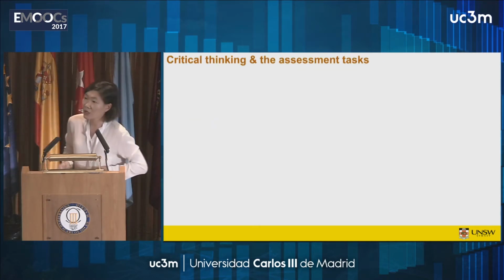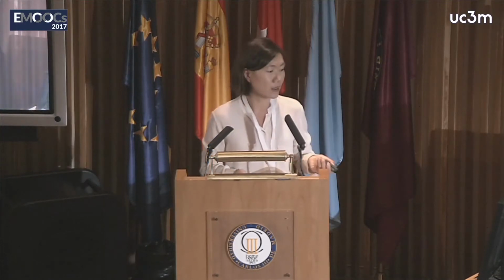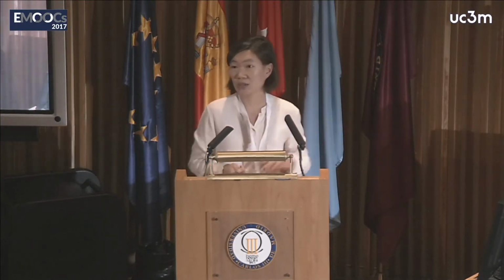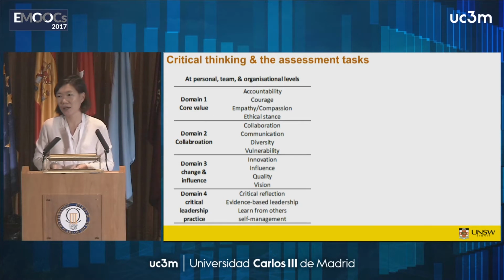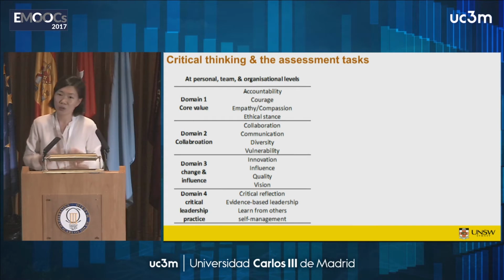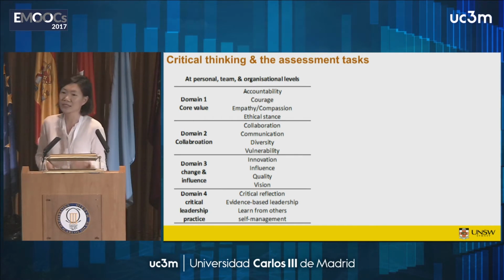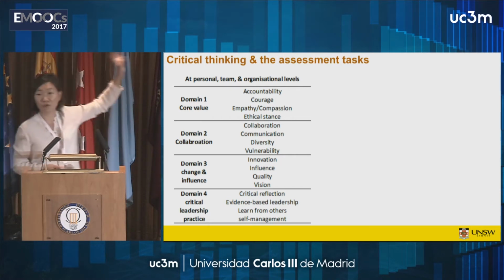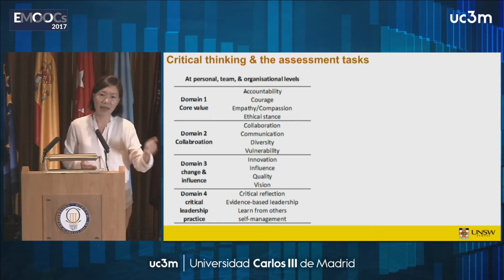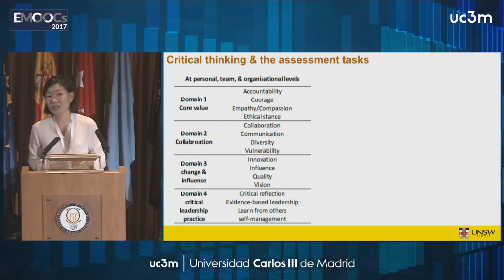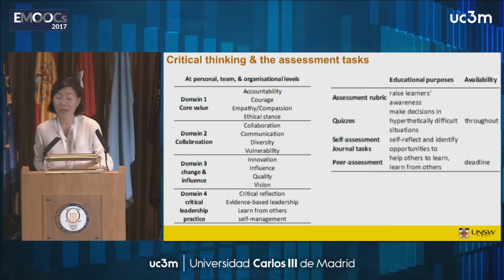So what do we mean by critical thinking skills in this particular MOOC? Well, the first thing is, as you've just watched the video, if you are a learner of this MOOC, you'll be put into a highly complex and often controversial setting. What that means is that you will be in a situation that you need to make decisions at a personal, team, and organizational levels. And the content expert here identified four domains for you to map against your current status, and you are able to develop a personal plan towards the end of the course through a range of assessment tasks. And we will have a look at how we actually did that.